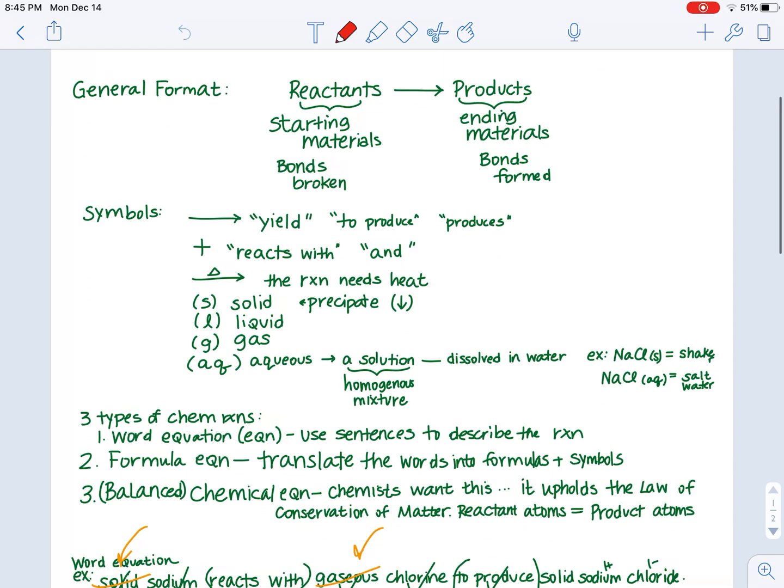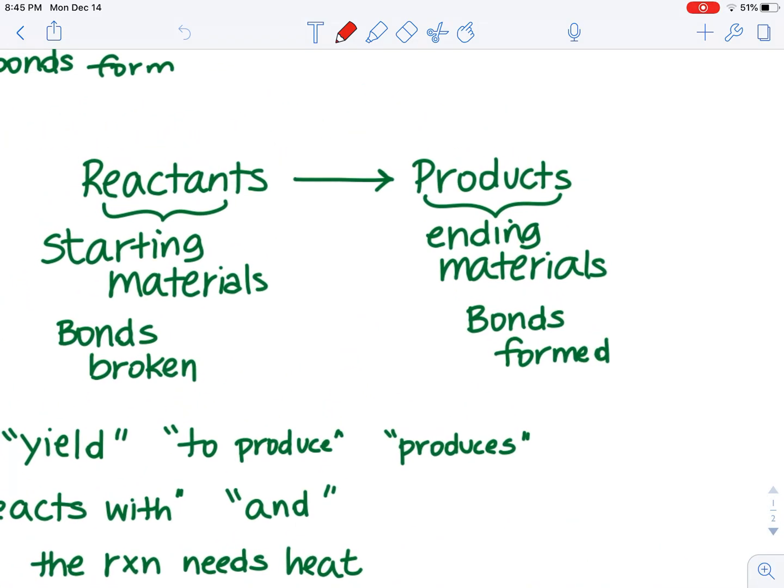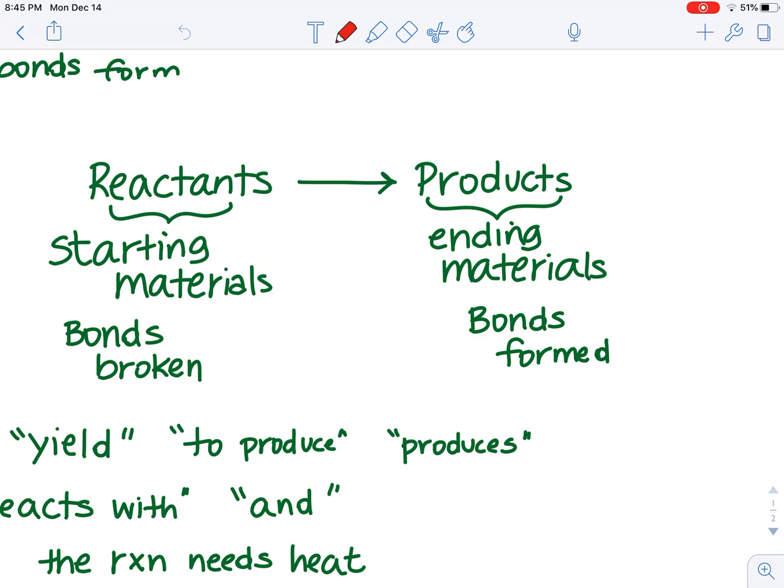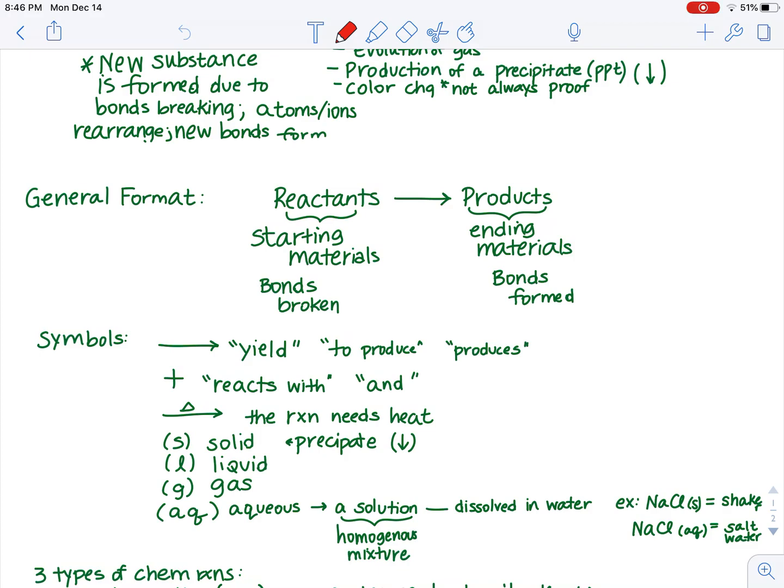So sort of thinking back to where we were last class, we know that every chemical reaction will have reactants on the left-hand side and products on the right-hand side. The reactants are our starting materials and the products are our ending materials. In the reactants, that's where we'll find the bonds holding the atoms together will be broken. And on the product side, after the atoms or ions, again, my apologies, rearrange, then new bonds are going to form.